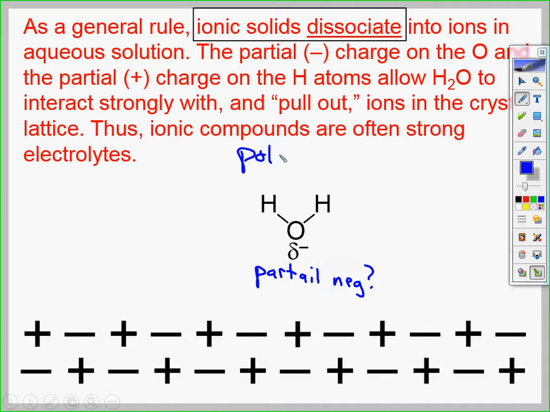This is polar, right? My electronegativity difference is 2.1. What's this? 3.5 is a 1.4. That is a large electronegativity difference. It's going to make this partial negative, all right? Because it's polar, it has an electronegativity difference.